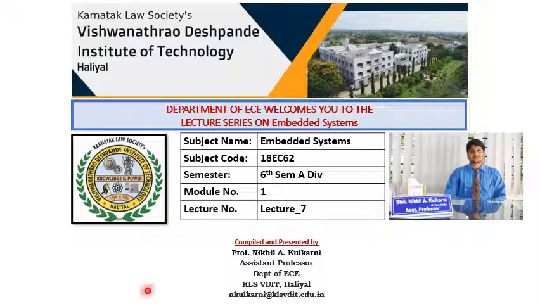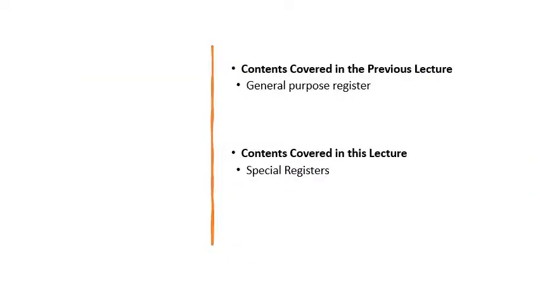Welcome back to the video lecture series on embedded systems. This is lecture number 7. In the previous lecture, I discussed general purpose registers. There we have seen that R0 to R12 are the general purpose registers, out of which R0 to R7 and R8 to R12 have been divided as for both Thumb as well as ARM instructions and only the ARM instructions respectively. In today's discussion, I have taken the special registers topic.